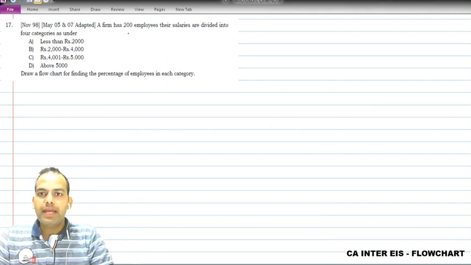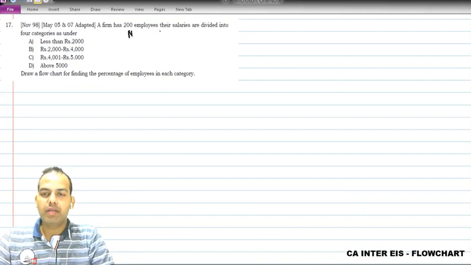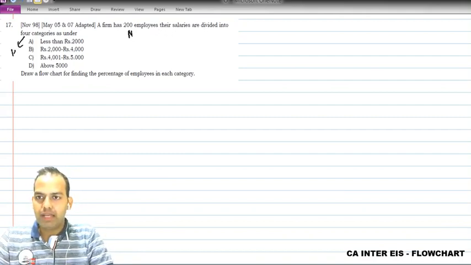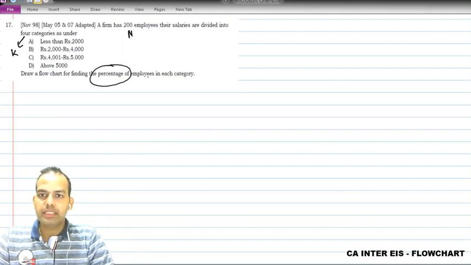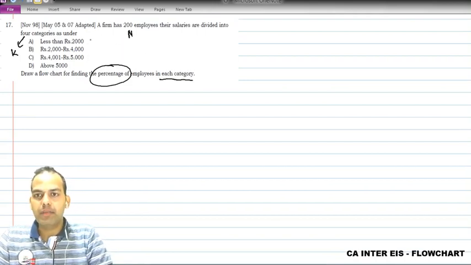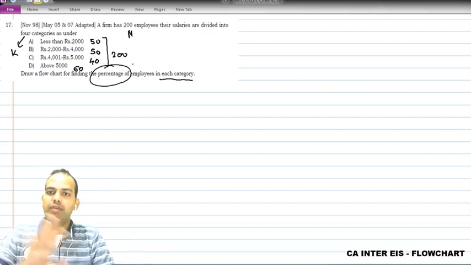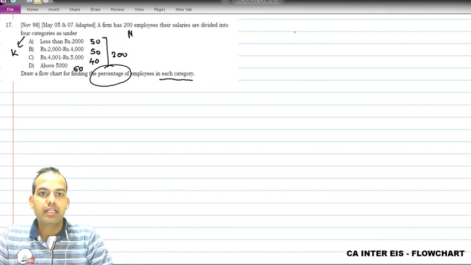So a firm has 200 employees, and this is the number. So we have all the number counts out here. Their salaries are divided into 4 categories. So depending upon the category, we need to find out the percentage of employees in each category. So we need to find out how many employees fall into each category. The answer may be like 50 here, 50 here, maybe 40 here and 60 employees here. So the total 200 employees may be divided like this, and we need to find out the percentage at a later stage. So just look at the answer, how it will be done.